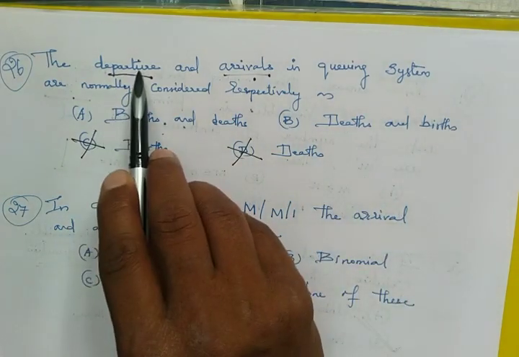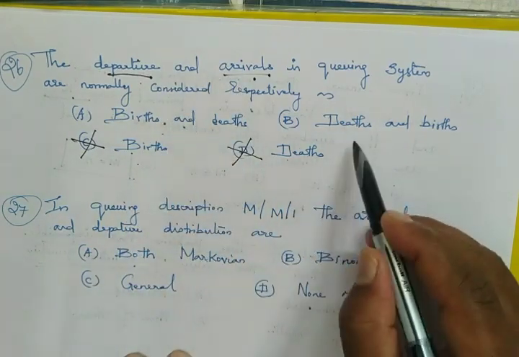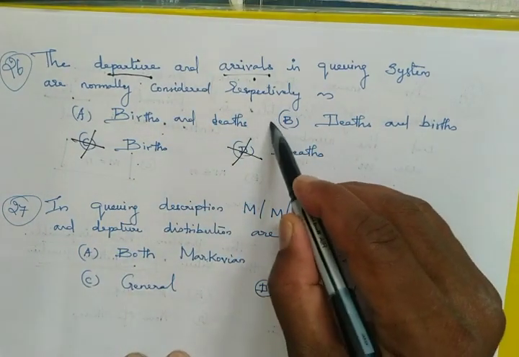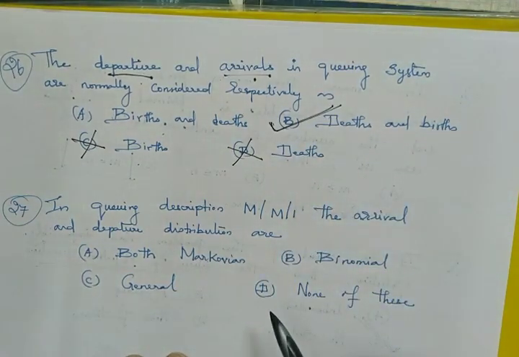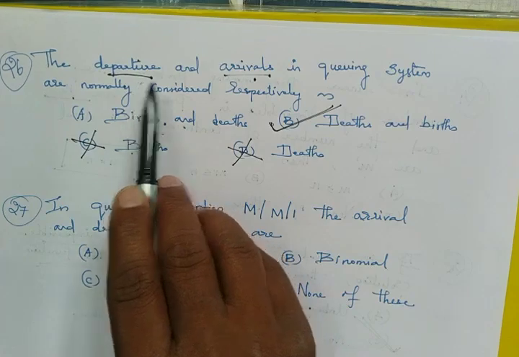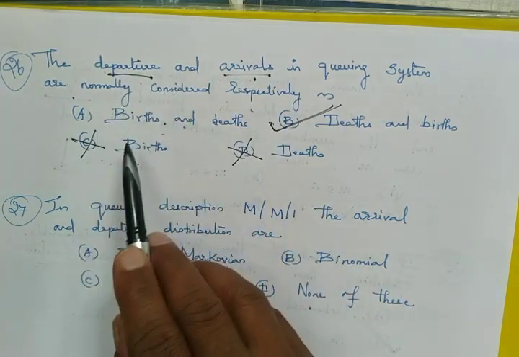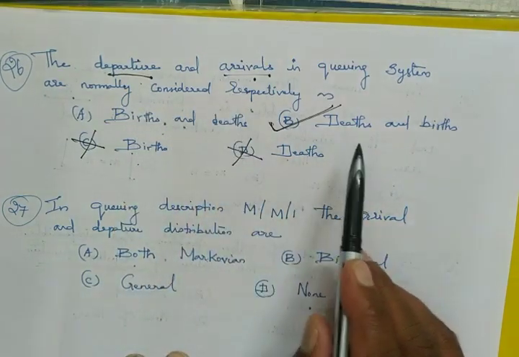Here departure comes first, followed by arrivals. Departure is death first, then birth. This is the right option for the given problem, because they consider departure first, followed by arrivals. If it came as arrival and departure, it would mean birth and death. But here departure and arrival means death and birth.